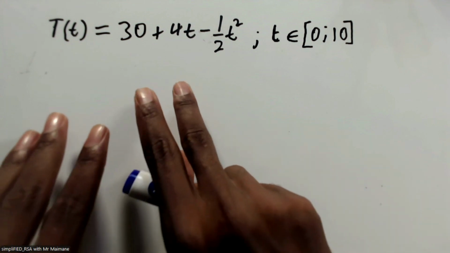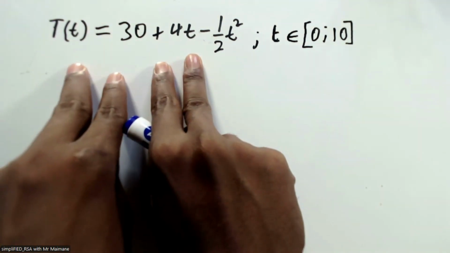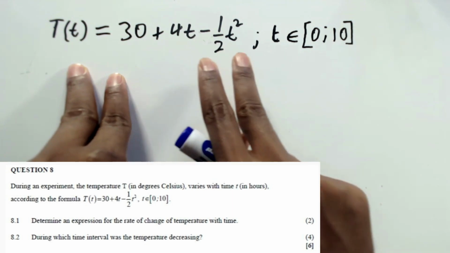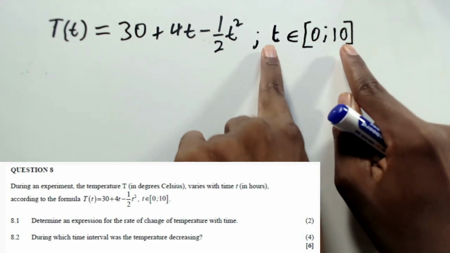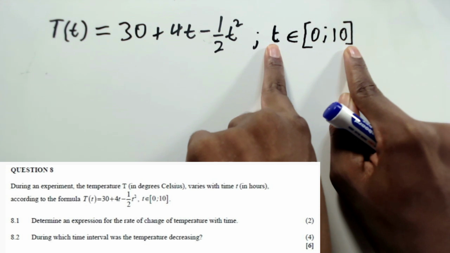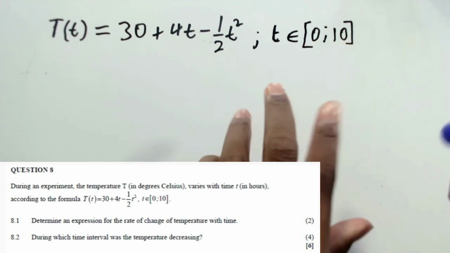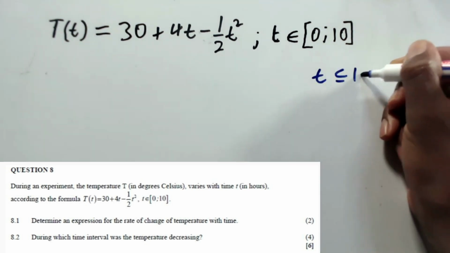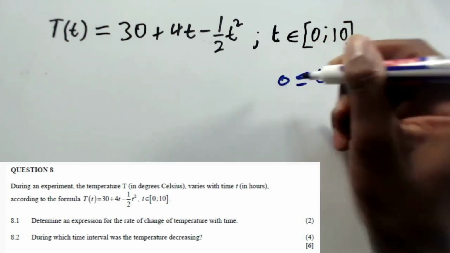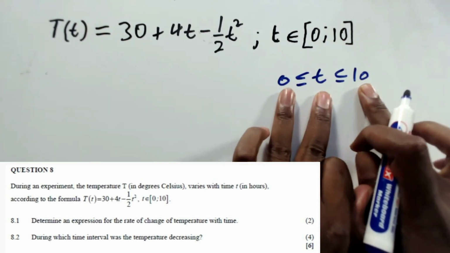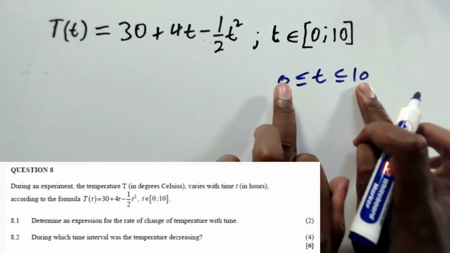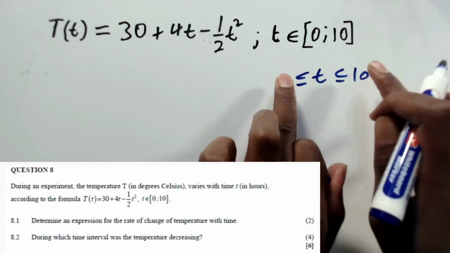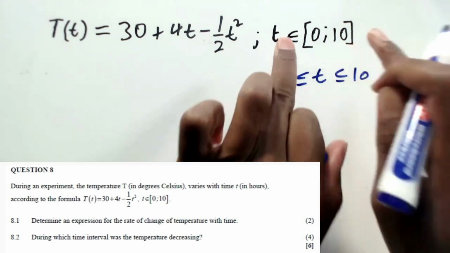Let me show you how it's done. Again, we are given this formula and the interval of the formula is between 0 and 10. This is the same as us saying t is greater than 0 but less than 10. So it's between 0 and 10. This means the same thing, by the way.